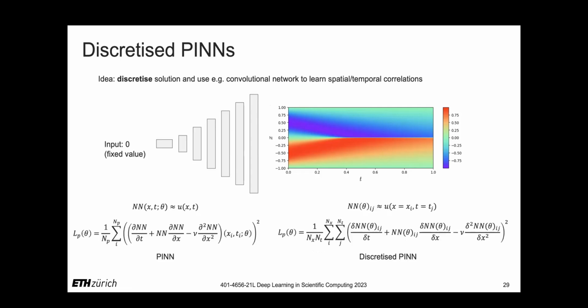So how do we do it? We're actually going to train it in exactly the same way that we train a PINN. Before, the PINN had this physics loss, which operates on the output of the network. We're going to do the same thing with this discretized PINN.